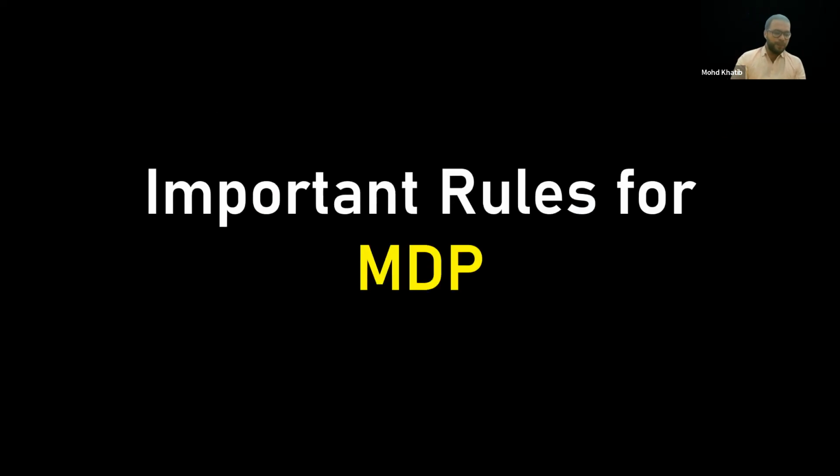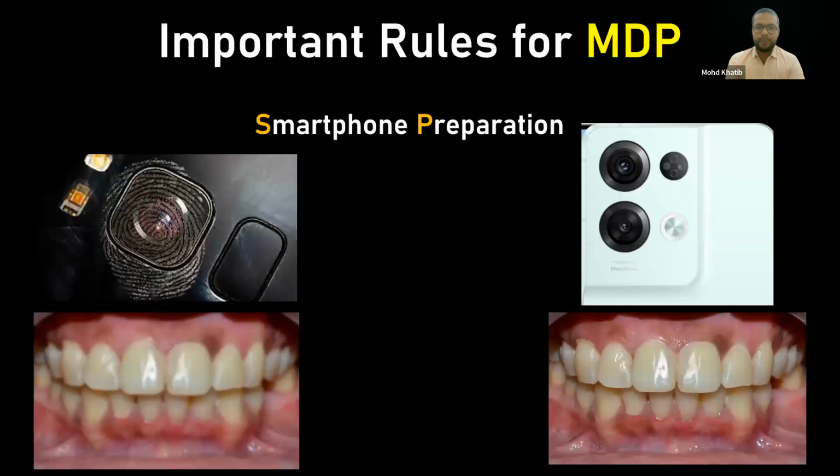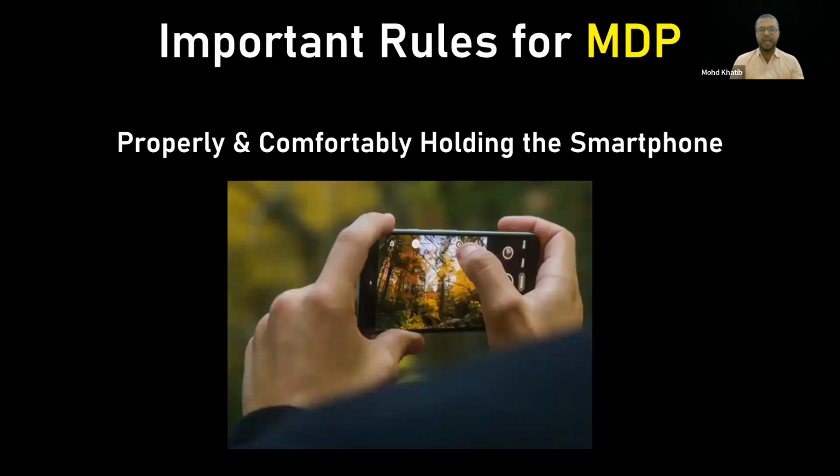So what are the important rules for MDP? First, smartphone preparation. Smartphone lens should be clean and it should be properly wrapped. Only the lens should be open so you can click photographs. Next, hold the camera properly. Don't use a tab, because it's difficult to hold. So hold with two fingers, either left hand or right hand, and then focus and click.